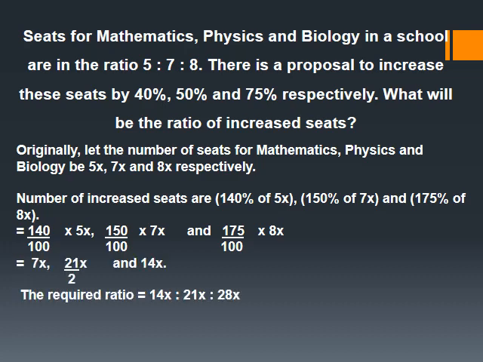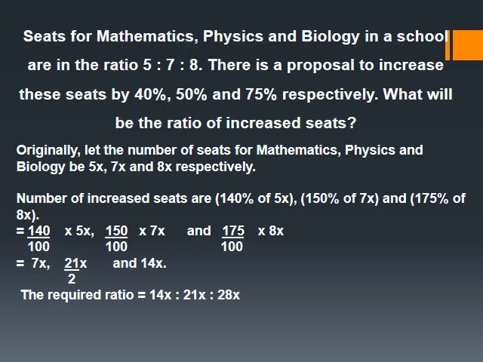So what will be that? That will be 7x. When you do this, 140 by 100 times 5x: 140 times 5 will be 700. So 700x divided by 100 will be 7x. 150 by 100 and 7x is 21 by 2x. So 175 by 100 times 8x will be 1400 divided by 100, that will be 14x.